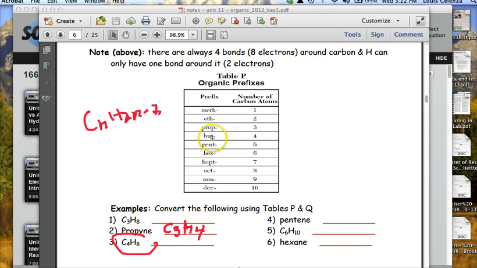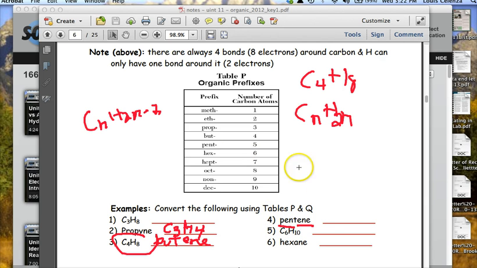Next one is C4H8. It has 4 carbons, so it begins with but. I don't know if it's an alkane, alkene, or alkyne. It turns out that C4H8 matches this general formula, 2n. If I plug 4 in here, I get C4, and then 4 times 2 is 8, so it's an alkene, so I know it is butene. Again, I notice this is an alkene. I notice that pent is 5 carbons. If I plug 5 in for the alkene, 5 times 2 is 10, so I know it's going to be C5H10.